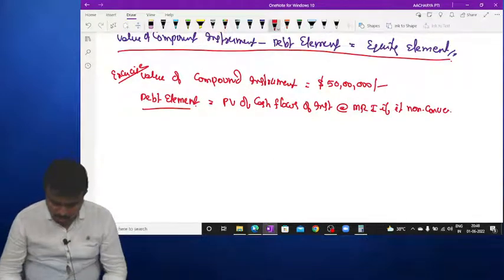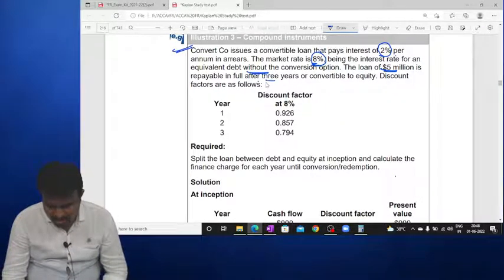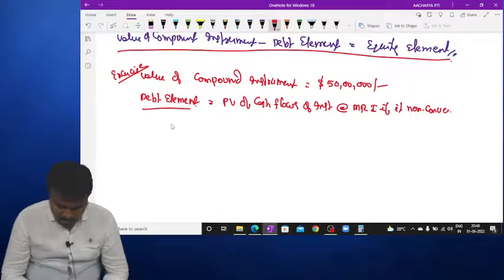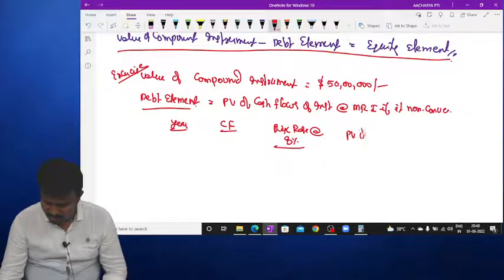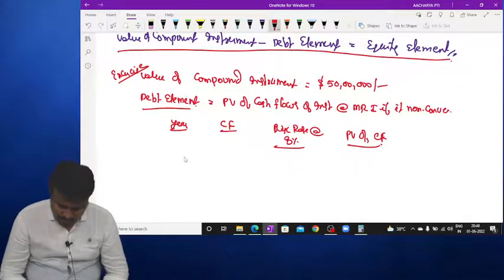So then how many years are there? 3 years. So then year and cash flows and discount rate. At what coupon rate if it is non-convertible? 8%. Then present value of cash flows. So 3 years are there: Year 1, 2, 3.